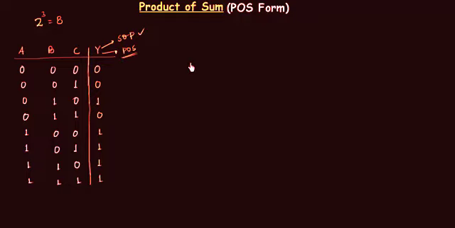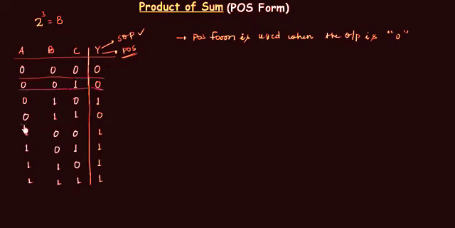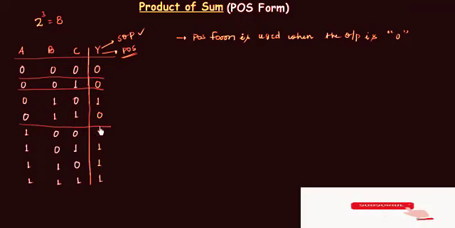POS form is used when the output is 0 or low. So let me write this point down. POS form is used when the output is low or 0, whereas in case of SOP form we used it when the output is high. So let's see from this truth table for what cases the output is low. For the first two cases the output is low, and for this case the output is low. So there are three cases for which your output is low. So we have to consider these three cases only while writing the POS form.